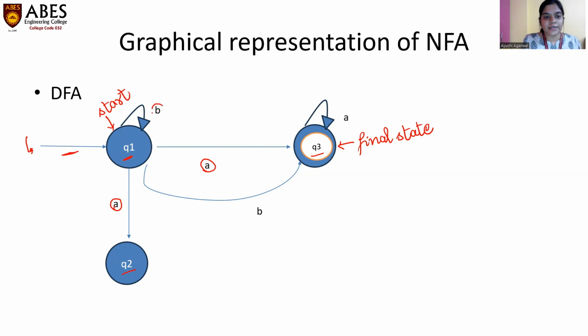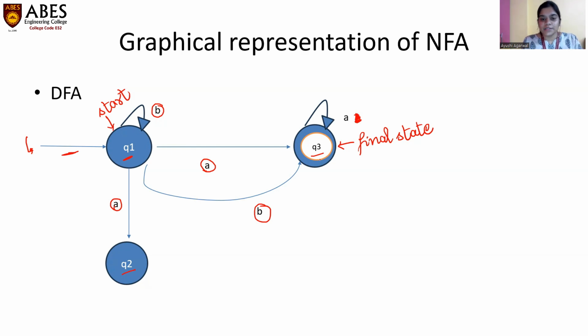Similarly, by reading character B from state Q1, it is again moving to two different states. One is a self-loop on itself, and another is going to state Q3. Now, in case of DFA, if you remember, we have shown over here that it can have two states, A, B. But that is only in case of DFA.